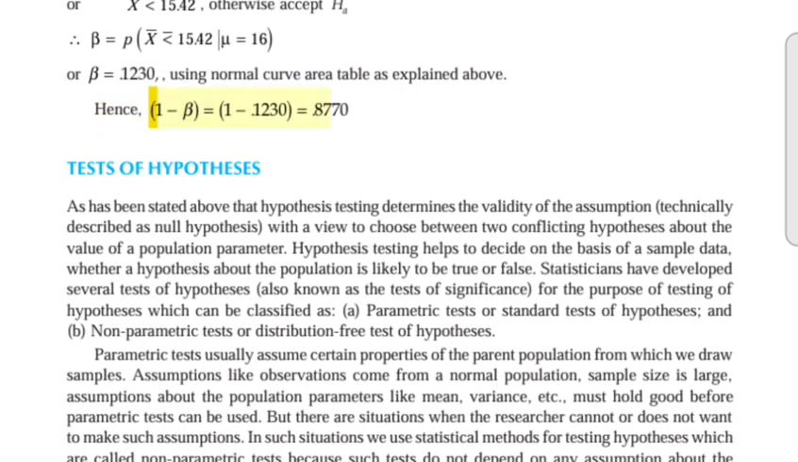Hence, 1 beta BG minus equals 1 1230 8770.